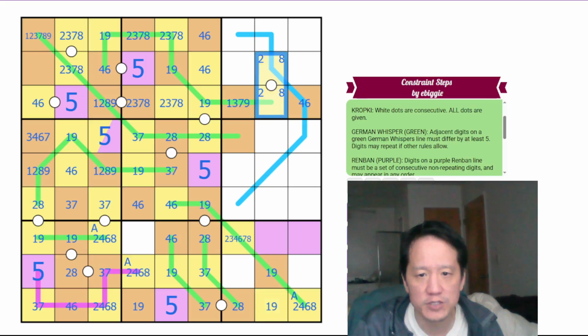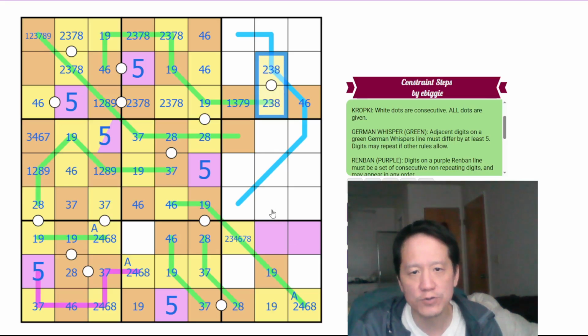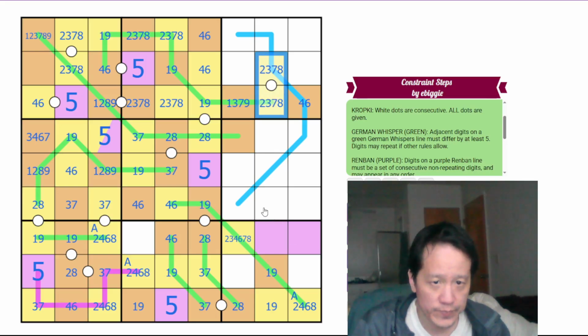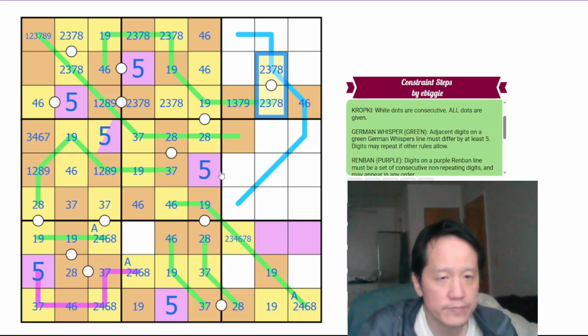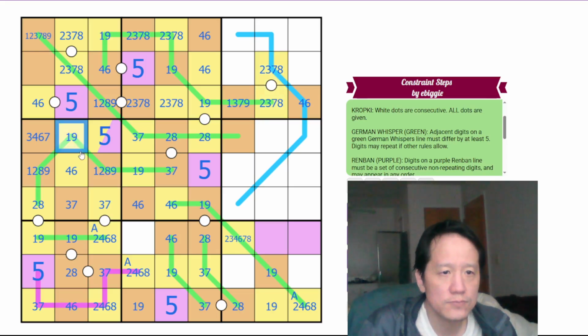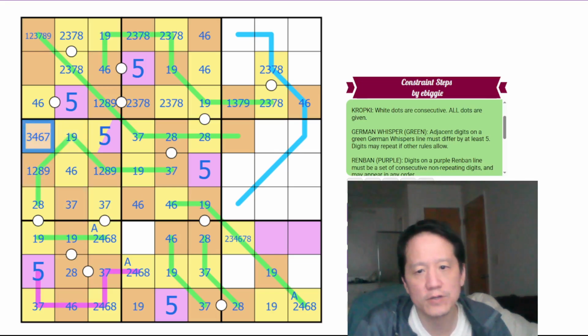Therefore, this must be specifically 2, 8, or 3, 7 for yellow. This can't be the yellow 3, 7. It has to be the orange 3, 7. It has to be the orange 4, 6.